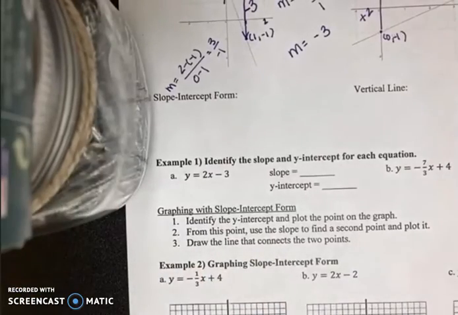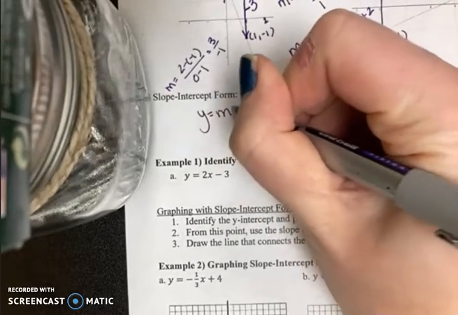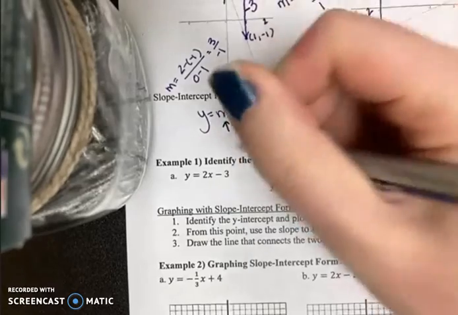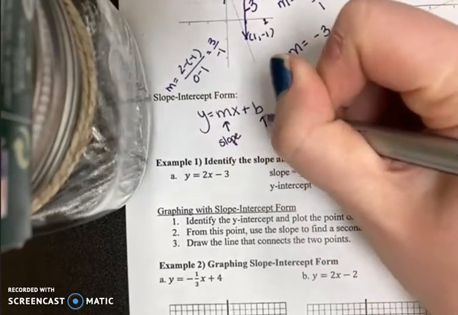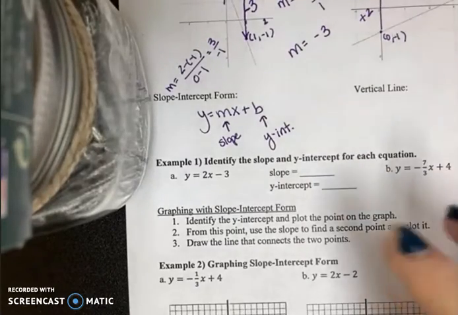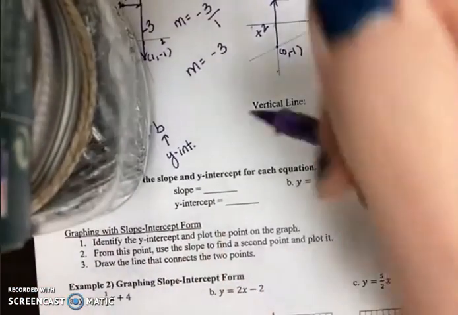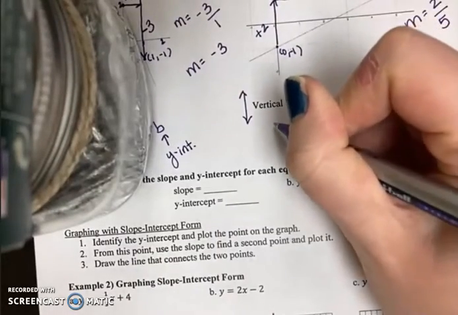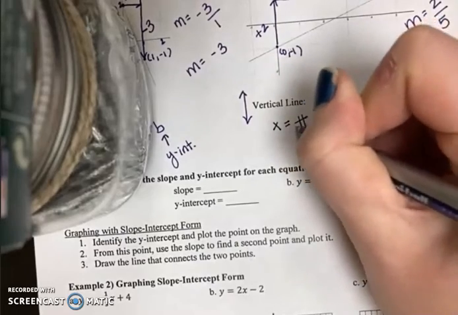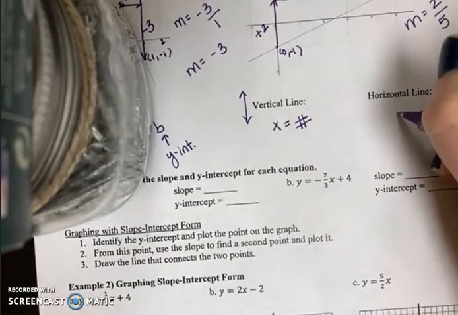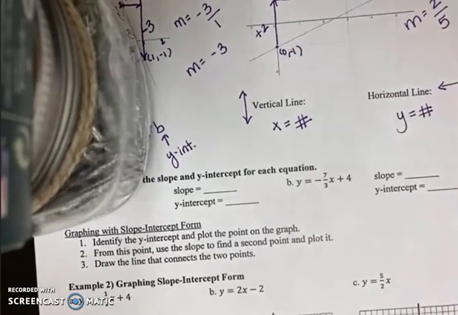A couple things I want to point out. Slope-intercept form is y equals mx plus b. Hopefully you remember that from your Algebra 1 days. M represents the slope, and b is the y-intercept. If you were to have a vertical line, so that's something that looks like this, then that would be x equals some number. If you were to have a horizontal line, that would look like y equals some number. And we're going to see examples of this later on.